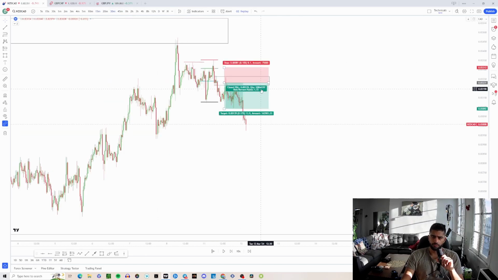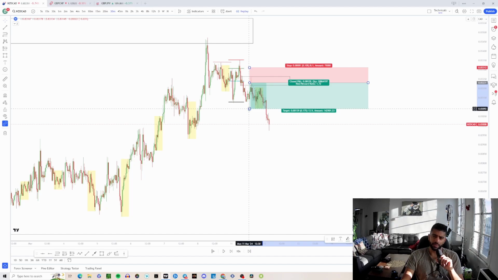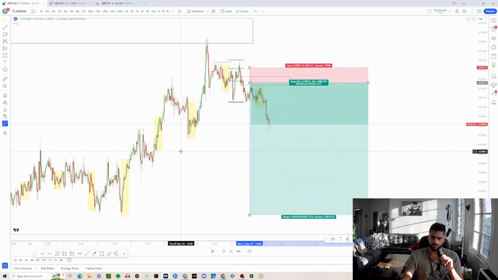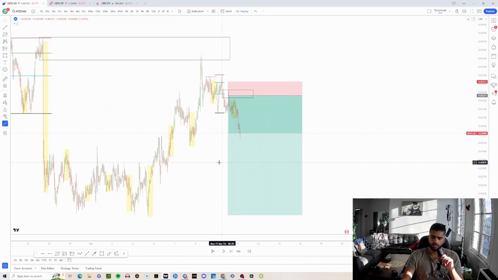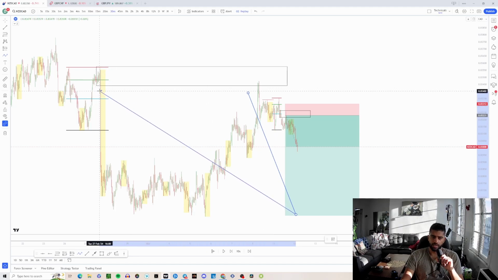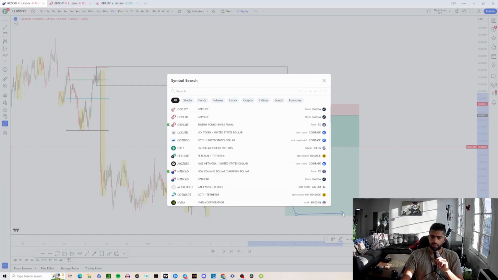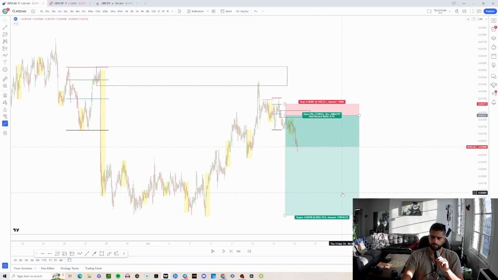And then, so what are our targets? You know, partials. This is not the best entry, but let's just continue the back test. So partial is probably somewhere down here, and then sending this all the way back down just because this supply caused price to come all the way down here, and so we could send it back here. And then let's see what happened.